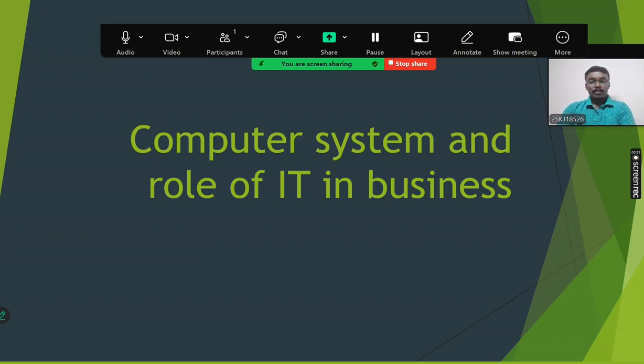Hello everyone. Today we are going to learn about computer systems and the role of IT in business. As you know, what is a computer? A computer is a device for storing and processing data, typically in a binary form. Binary format mainly means zeros and ones.